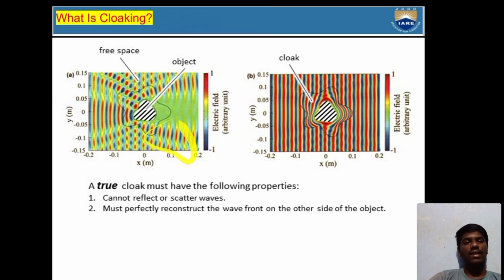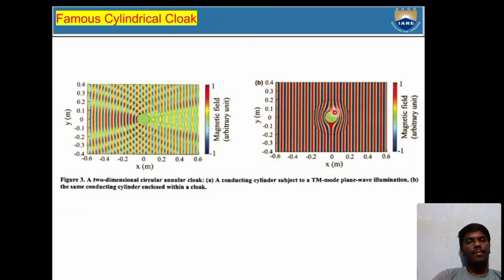See here the graph. Here is the object. It is a cloak because the front wavefront and the back side wavefront are the same. Observe the graph here, with x in meters and y in meters. This is an example of a cloak. This is the electric field. By observing this graph you can understand what cloaking is.